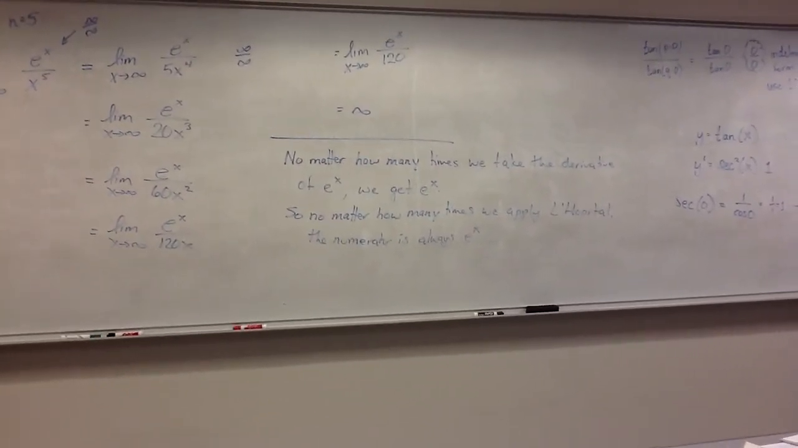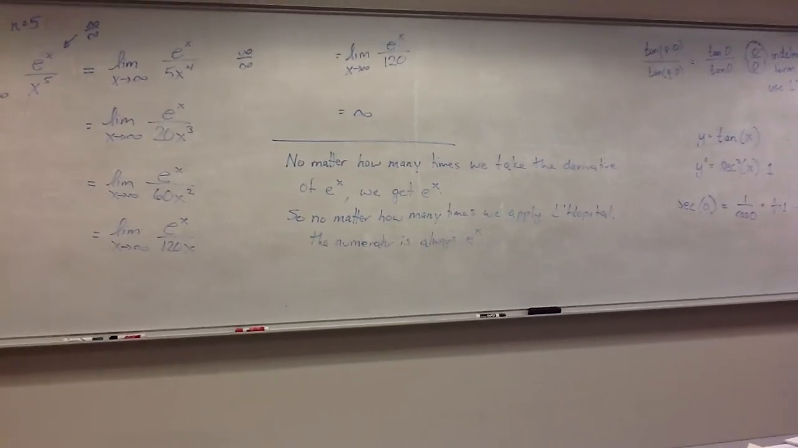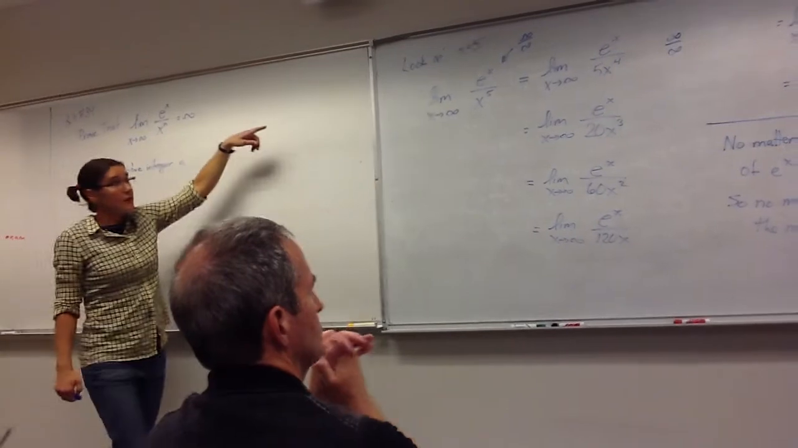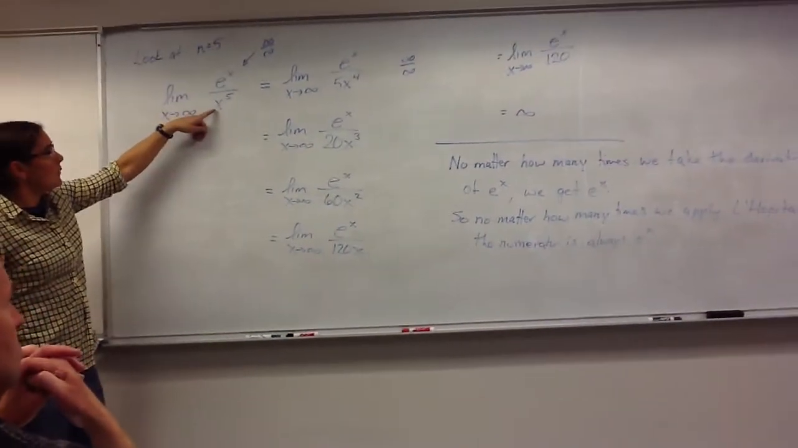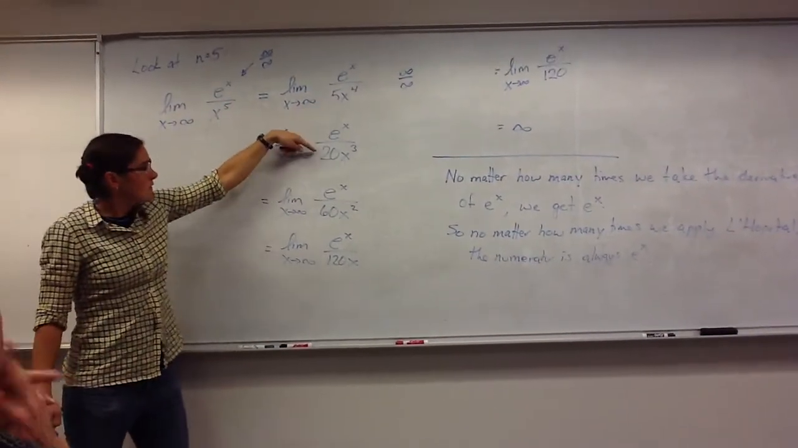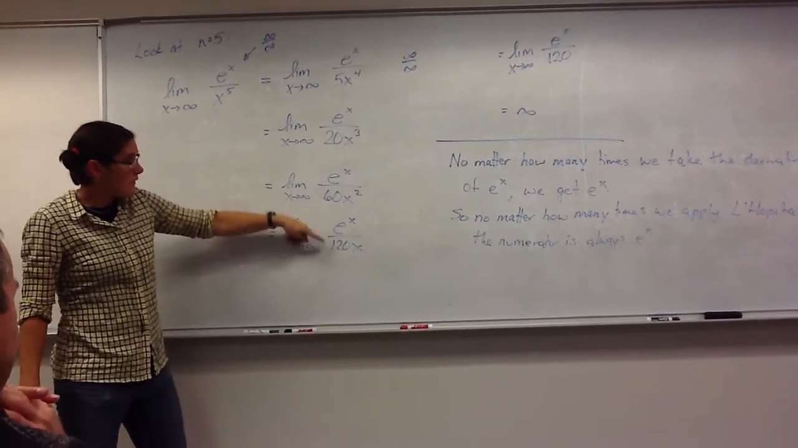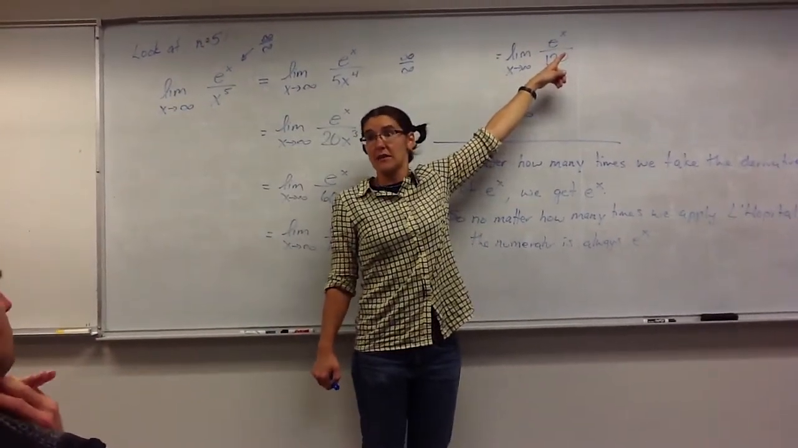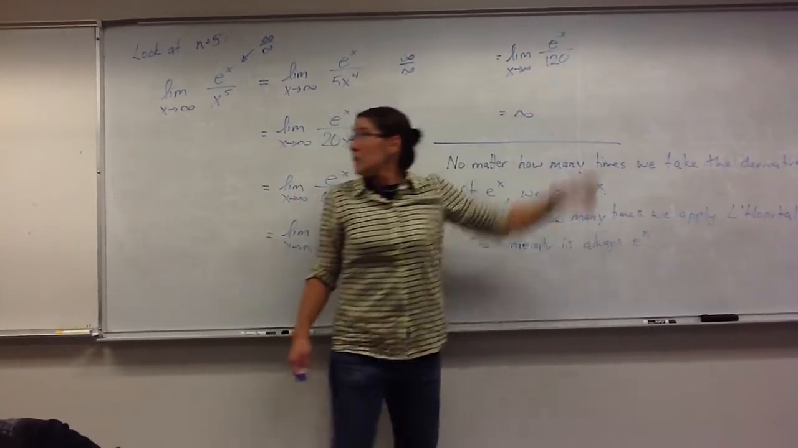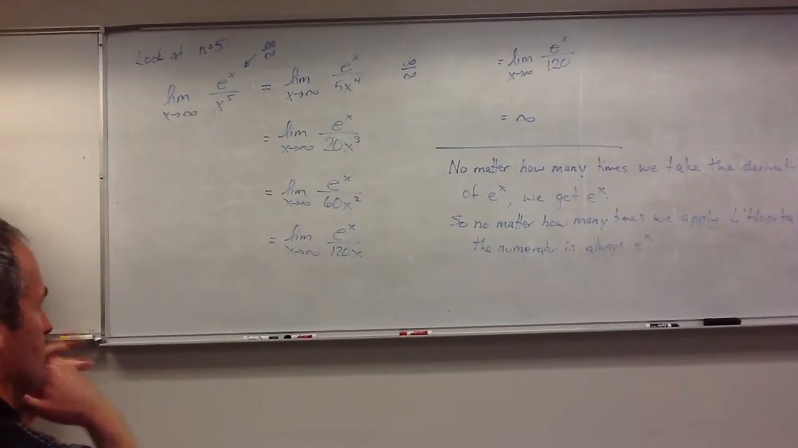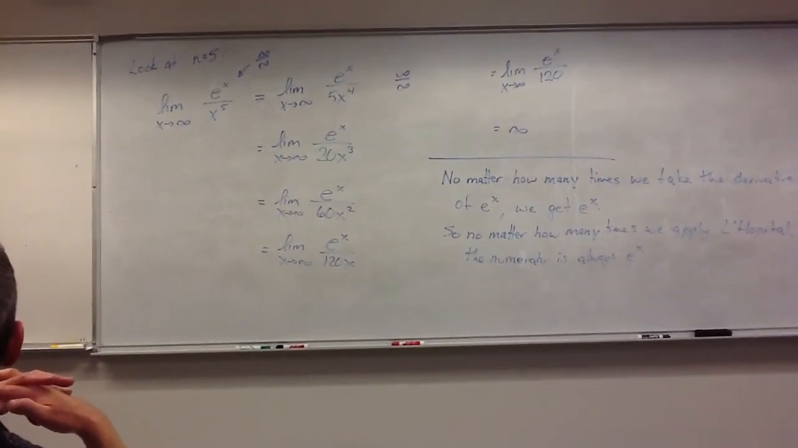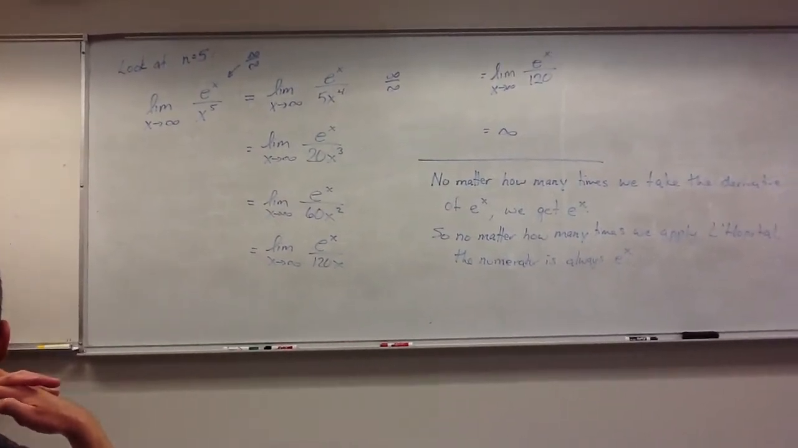Now how about our denominator? Our denominator starts out as x to the n. Now when we had x to the 5th, we had to apply L'Hopital, let's see, 1 time, 2, 3, 4, 5 times to get down to a solid number with no x's left over. So if we have x to the n, how many times are we going to have to apply L'Hopital to get down to just a number? We're going to have to apply it n times.